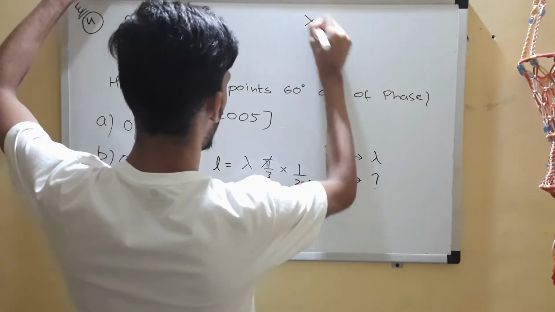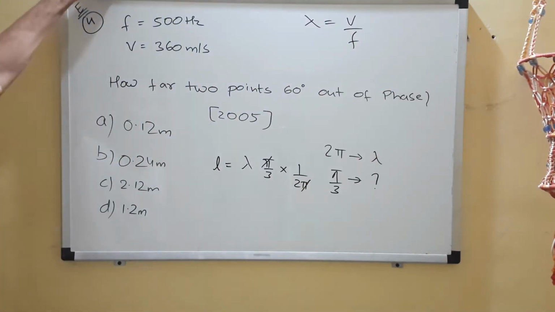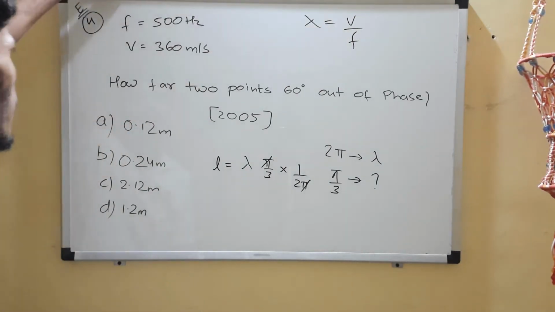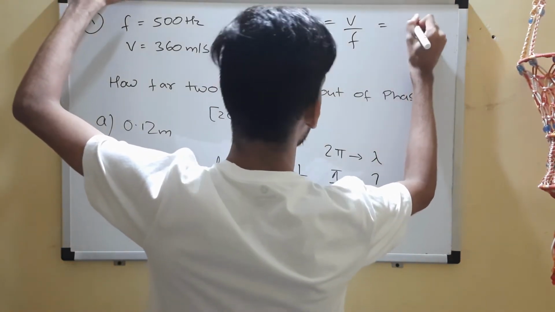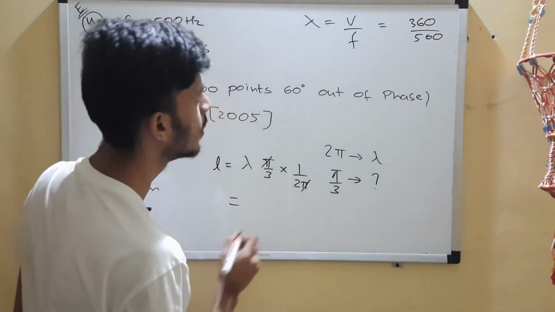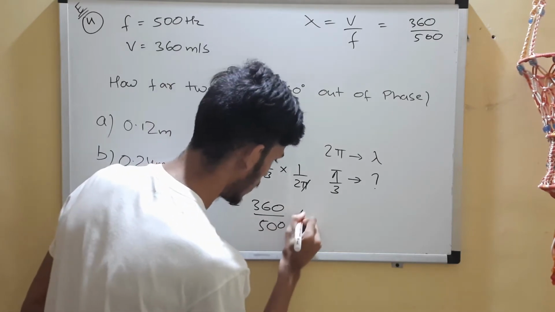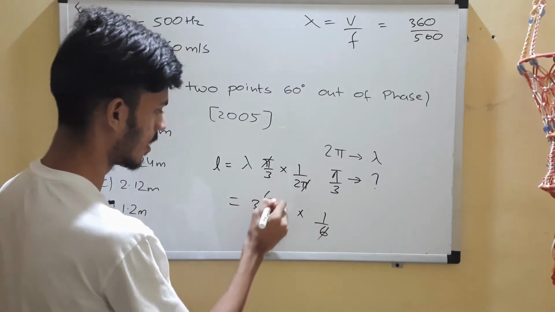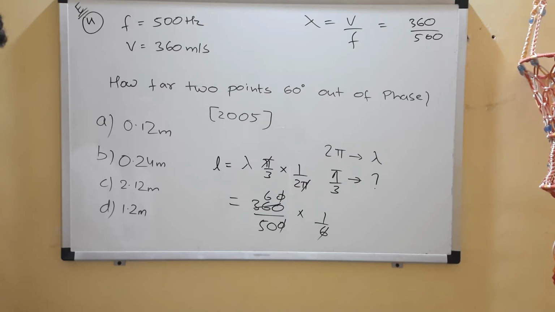Okay, so you can write lambda equals v by f, right? Lambda and f are inversely proportional, or you can see that f lambda equals v, right? So lambda equals v by f, right? So v by f, just substitute those values. f is 500, so we can directly substitute it over here, 360 by 500, so that will give us 1 by 6. Now 6 sixes are 36, this and this will get cancelled, 1 by 6 by 50, right?